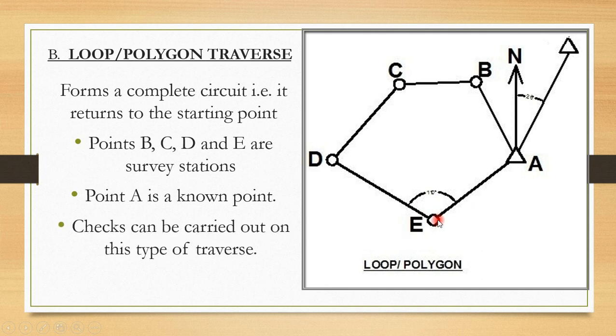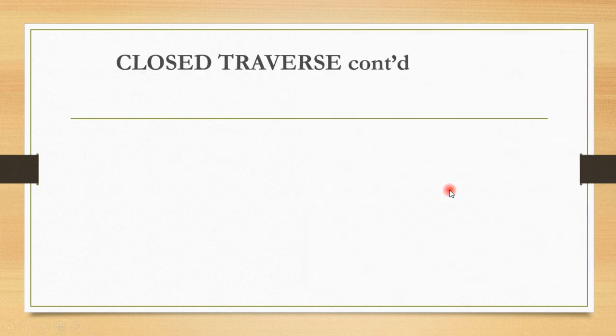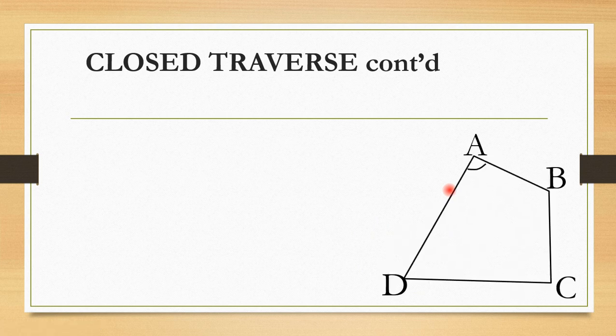Checks can be carried out in this kind of traversal. It's easy to carry out the checks because you start from a known point and then you end at a known point. So therefore, it is more precise, that is, if we are using this kind of traversal.